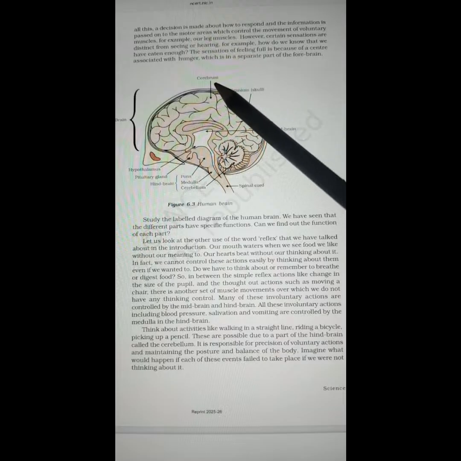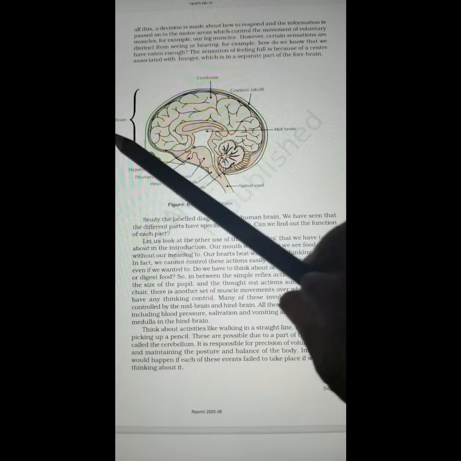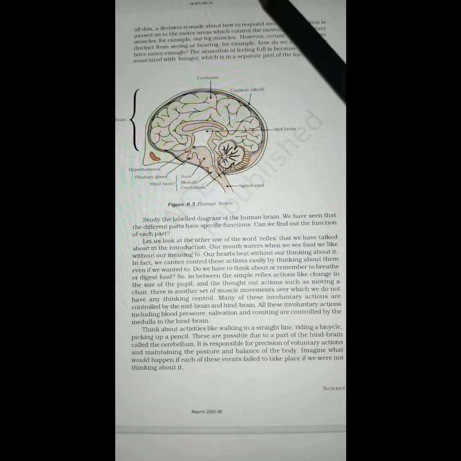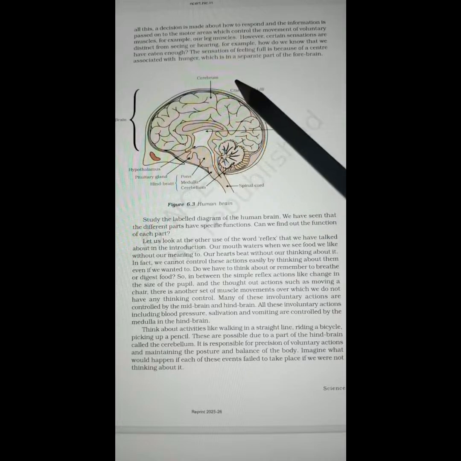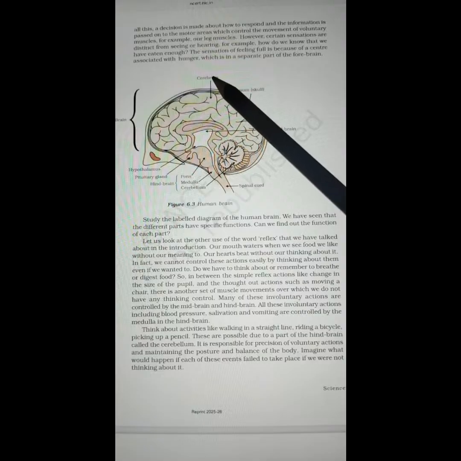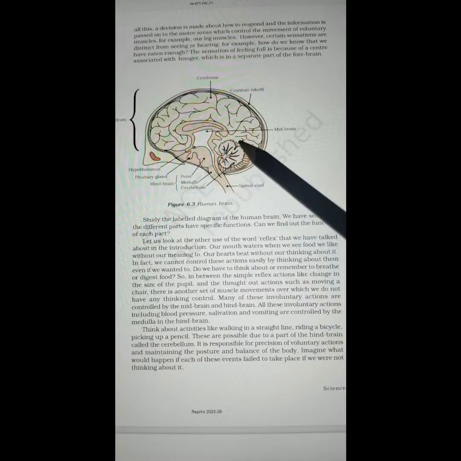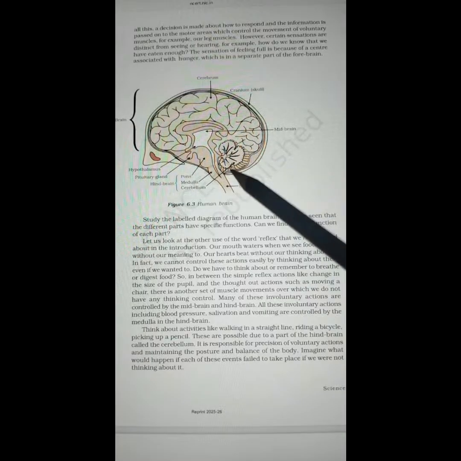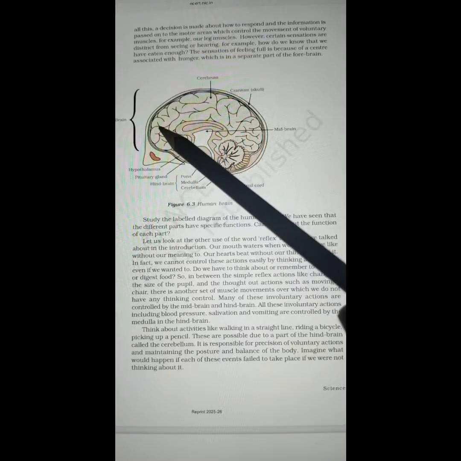How many labels are given? 1, 2, 3, 4, 5, 6, 7, 8. You need to learn all the labels. You will not be asked to draw the diagram, but definitely a question can come where a figure will be there. They might ask you which part of the brain is largest in size. So you need to mark cerebrum. In case a question comes, which part of the body maintains the permanent balance? So here you need to mark cerebellum. Don't be overconfident. See all the parts carefully.